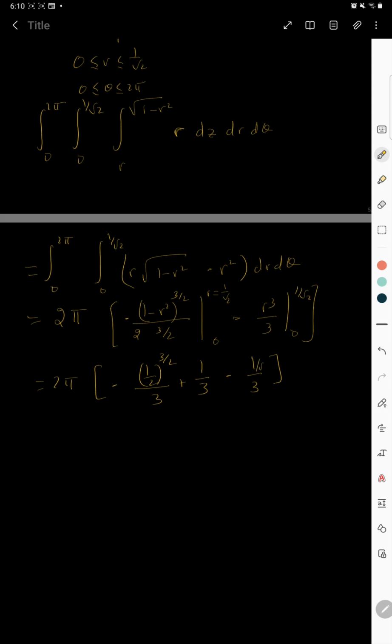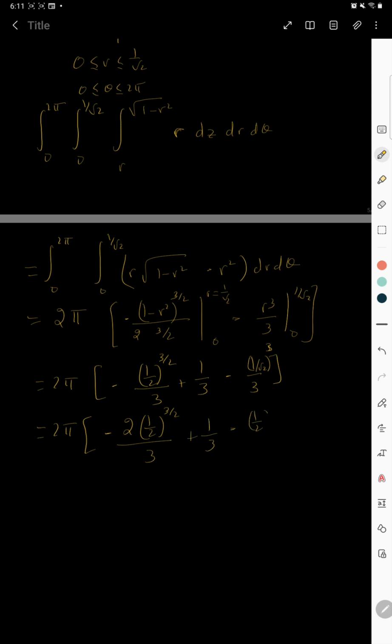So this is 1 over root 2 cubed over 3. This is 2 pi. So this is just 1 over root 2 cubed. So these two numbers are actually equal. So it's 2 times 1/2 to the 3/2 over 3 plus 1 over 3. And this is also minus 1/2 to the 3/2 over 3. And you know, you can simplify that. This is 1 over 3.